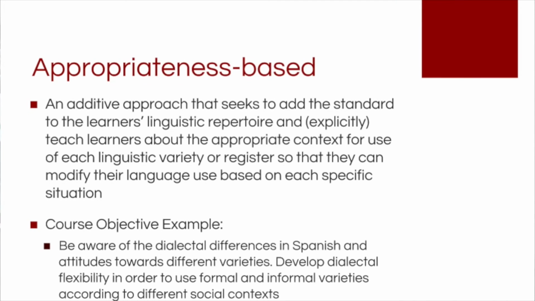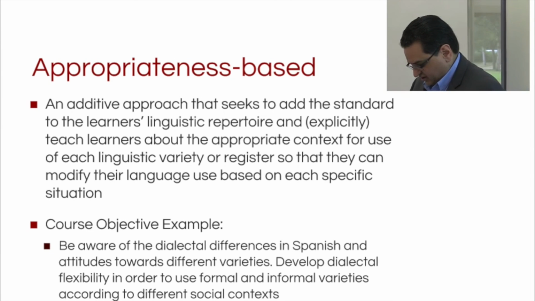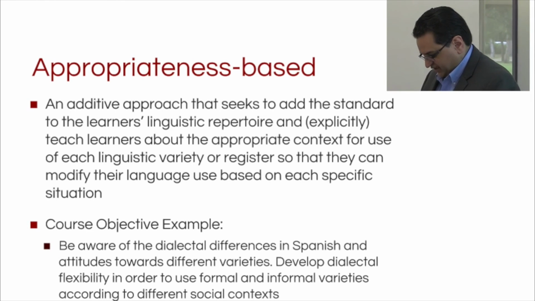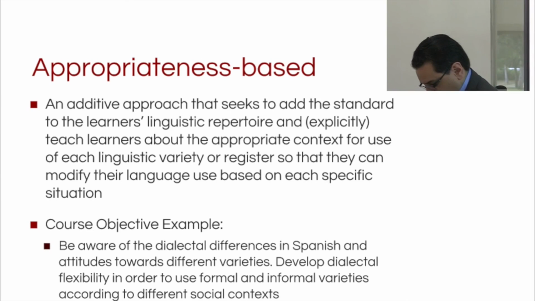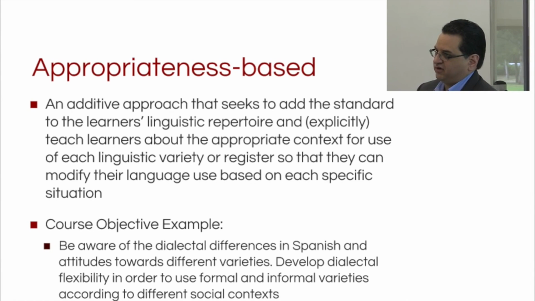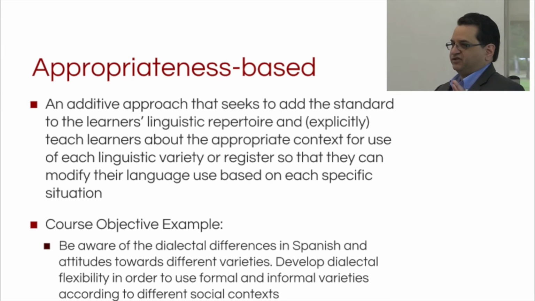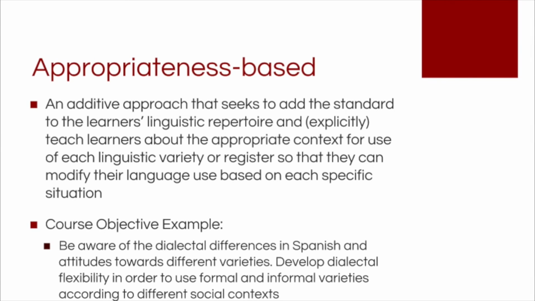The appropriateness-based approach is an additive approach that seeks to add the standard language to the learner's linguistic repertoire and explicitly teach learners about the appropriate context for use of each linguistic variety or register so that they can modify their language use based on each specific situation, right? So in this approach, we recognize the different varieties and we try to sort those out or distribute them based on context, right? So Kim Potosky has the now famous metaphor that she utilizes to describe this.